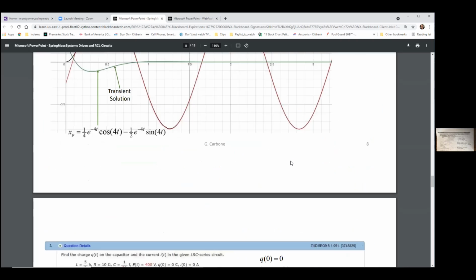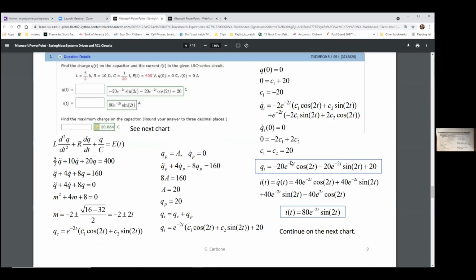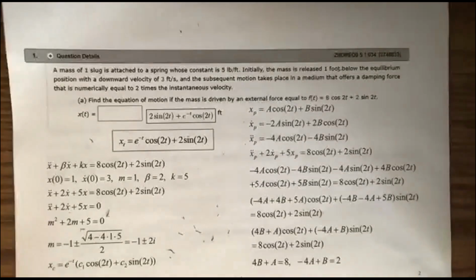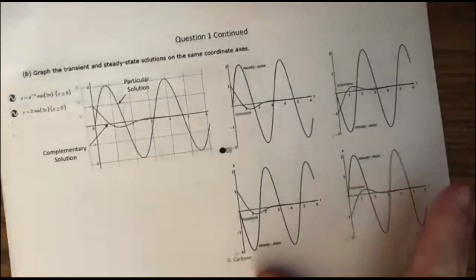Okay, so I want to do a spring mass system. Excuse me, I want to do an RCL circuit. I guess maybe I'll do this one here. Let's do an RCL circuit problem. Go back to. Okay. So here are the graphs.